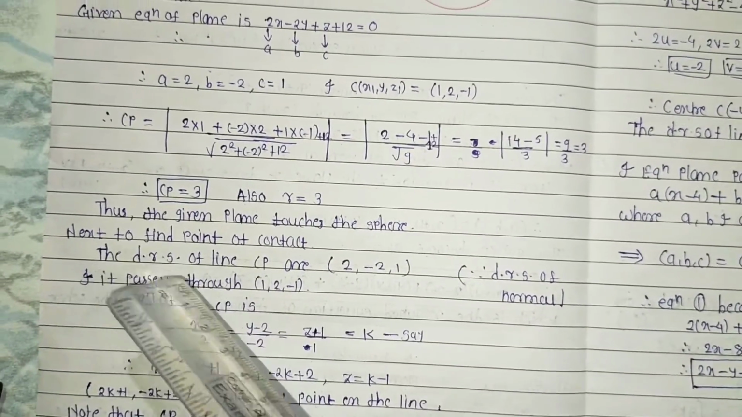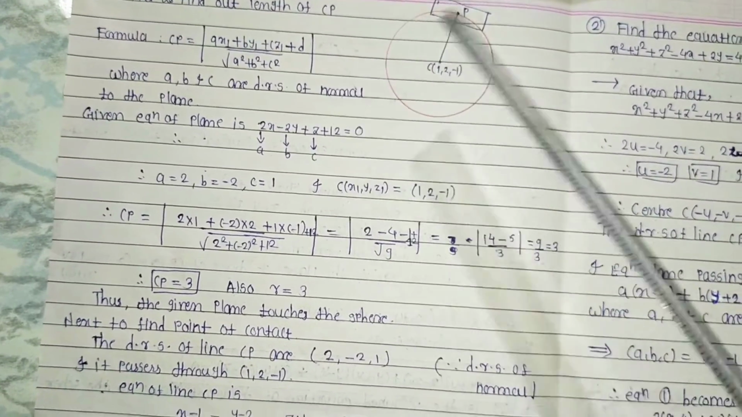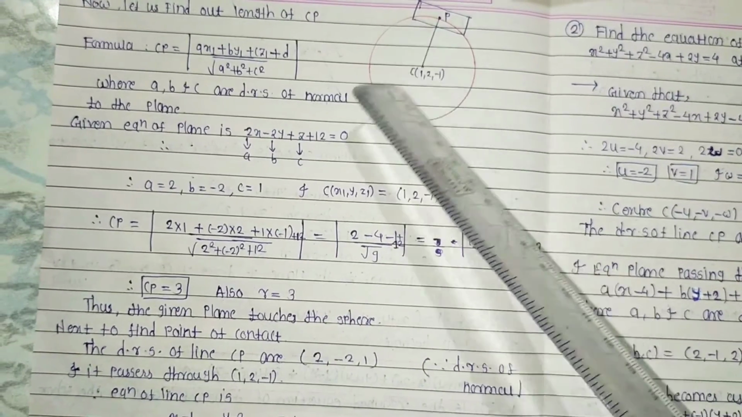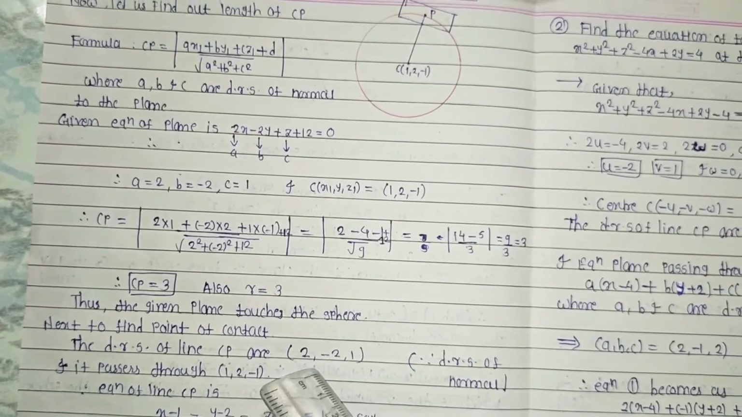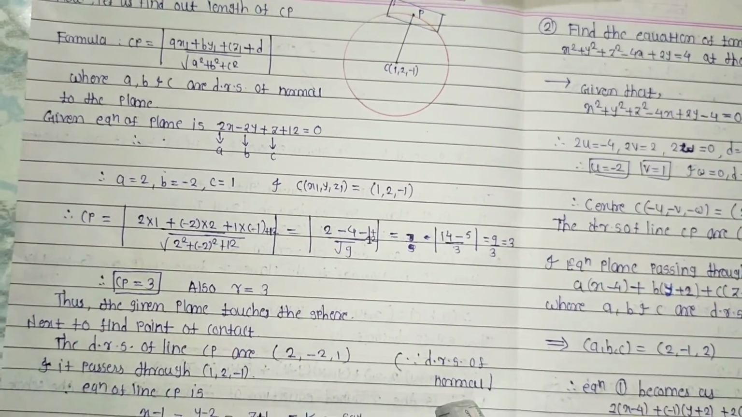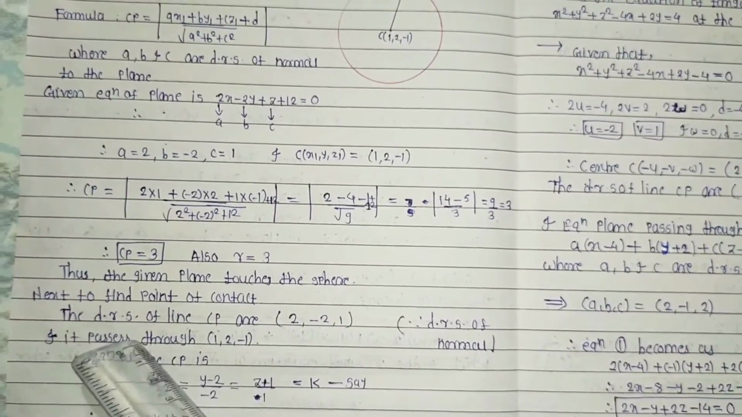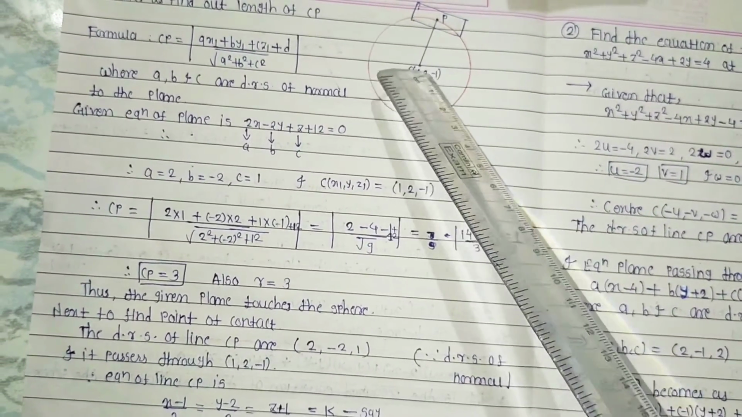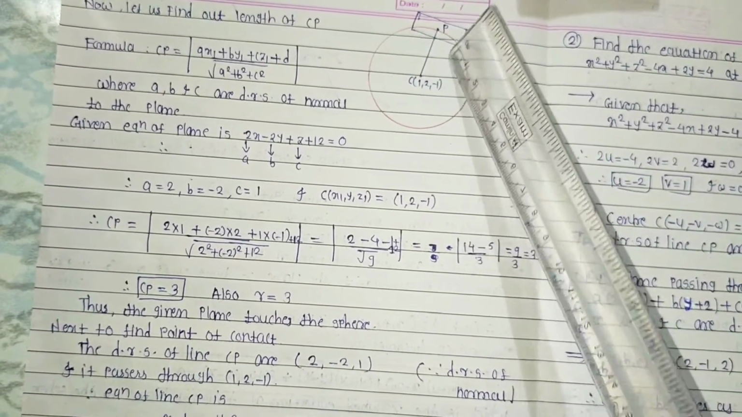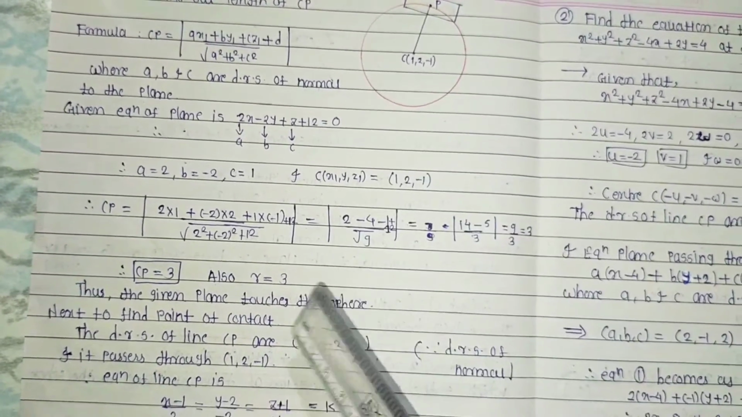To find the point of contact, we have to find the equation of this line, and accordingly we can find the point of contact. The DRS of line CP we already found: it is 2, -2, 1, because it is the DRS of the normal. Also, it passes through one point, the center, that is 1, 2, -1. So the end point of this line is this center.